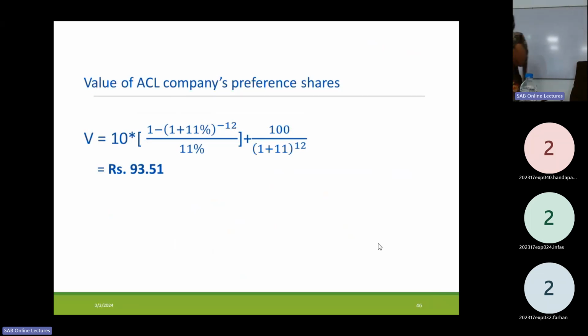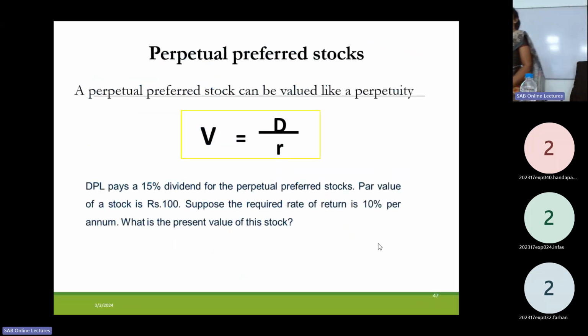So you can compare this with the trading price to make the decision. Right. If it is unredeemable, no maturity. Unredeemable preference shares mean no maturity. So this is like a perpetual cash flow. As long as the company is there, you are getting dividend.